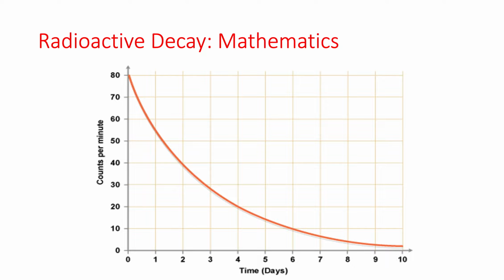On the mathematics of radioactive decay. Hopefully you're aware that whenever we're graphing, say, the activity or the number of unstable nuclei in a sample, we tend to get curves like this, and this is what we often refer to as exponential decay. What we're going to do is just look at the maths of radioactive decay.